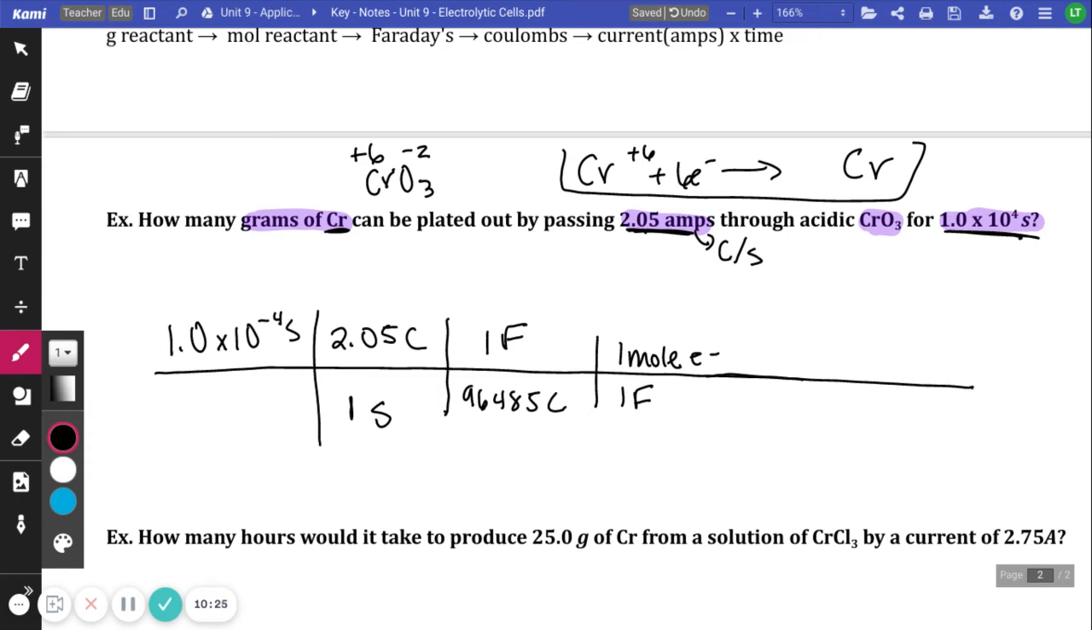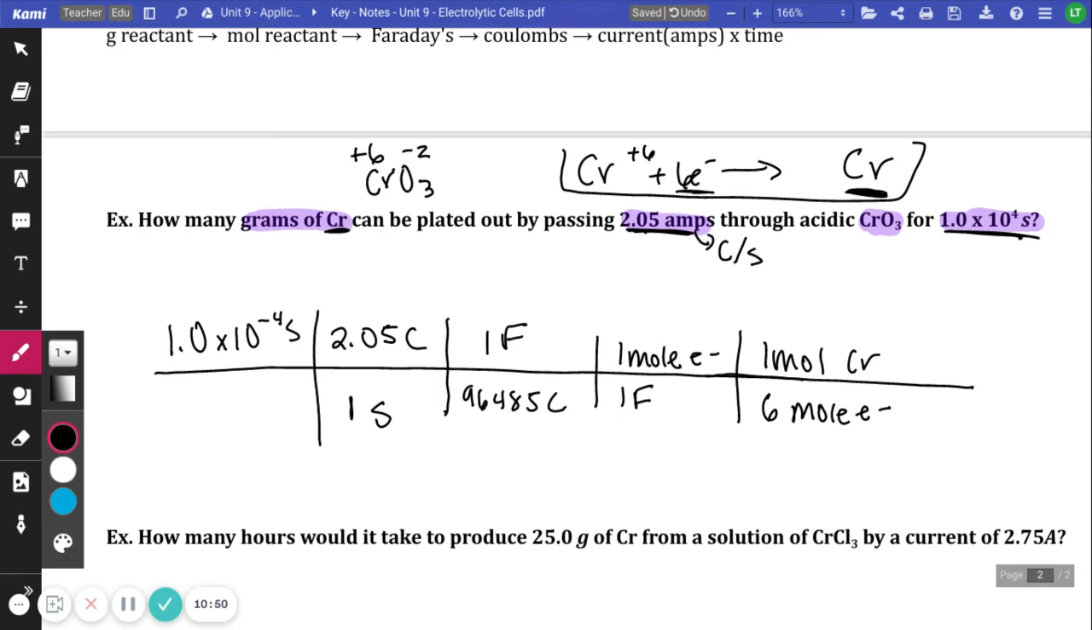Now we are trying to get to chromium, so essentially what we're going to do here is a mole to mole ratio. In my reaction, I have moles of electrons, and from my reaction I know that for every 6 moles of electrons, it's going to make 1 mole of chromium, of that Cr.